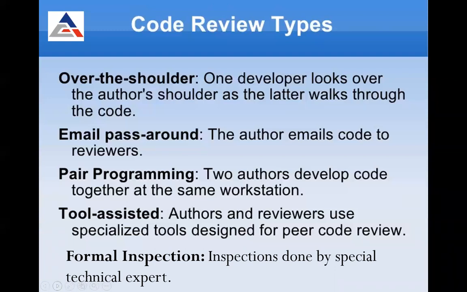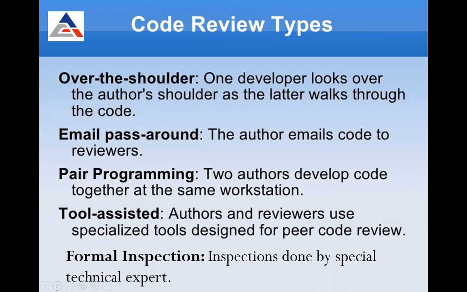Here, two authors develop code together at the same workstation. That means two persons working on the same project is called peer programming. Either they are working on the same system or on two individual systems. After that, they may integrate the code, but they are working over the same project or the same software, which is called peer programming.